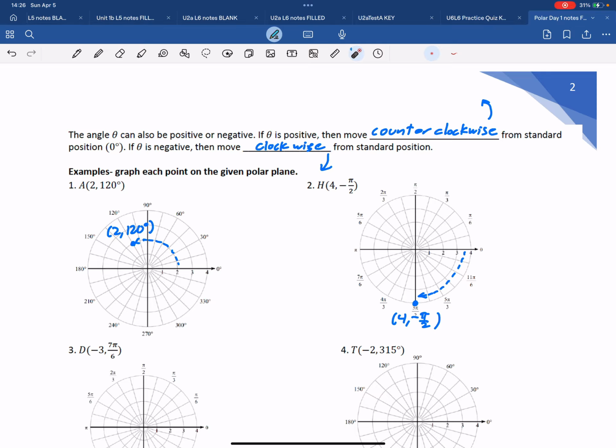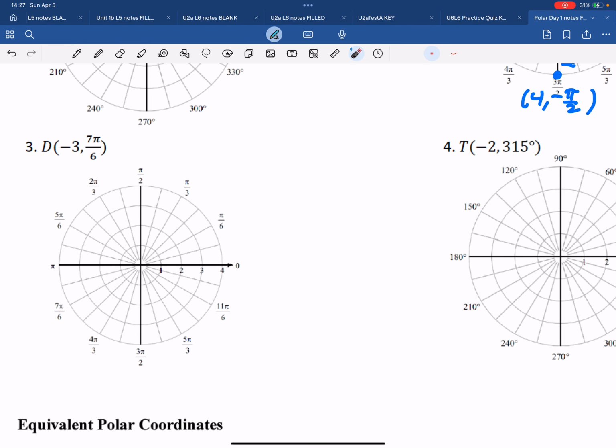So this one I've already plotted, but A is the point (2, 120). We're in degree mode here, so we're just going to rotate 120 degrees, we're right there, and then we go 2 units out from the center. You can see that we have a circle of radius 1 here, a circle of radius 2, so that's our final point. Next, (4, negative pi over 2). So we're gonna rotate down negative pi over 2, and then we're gonna go towards that angle, right? So that would be 4 units.